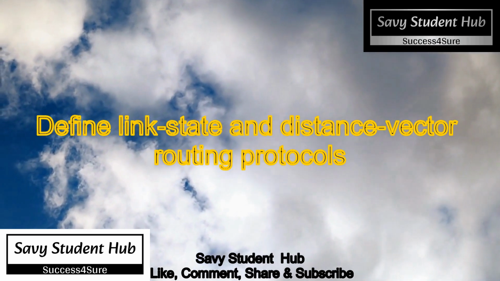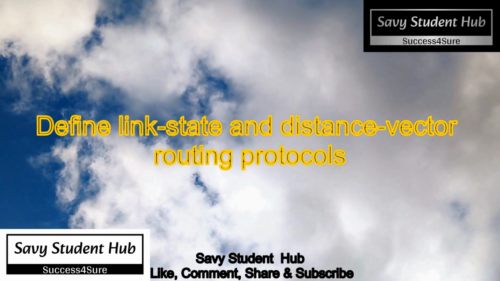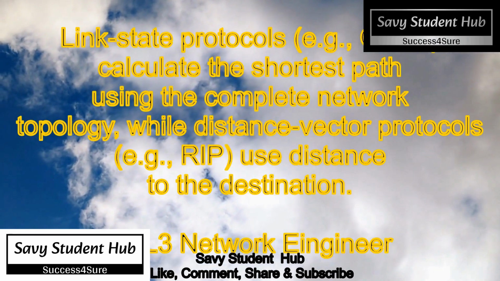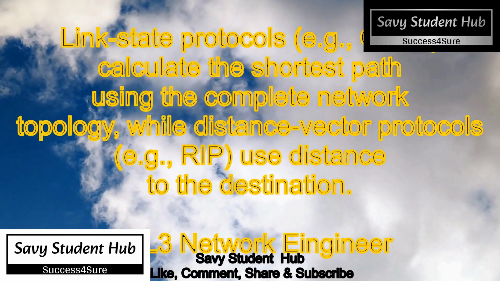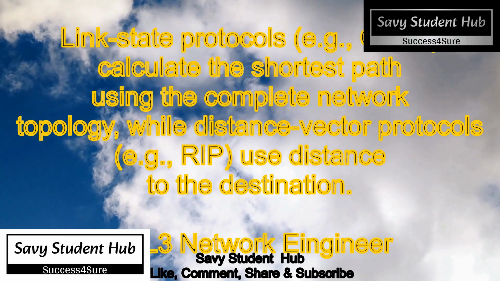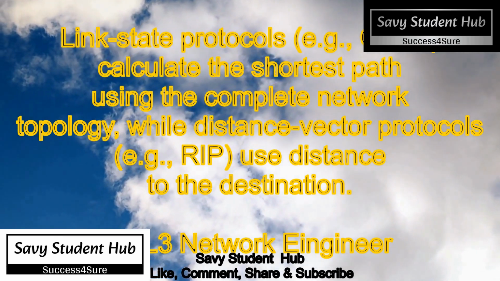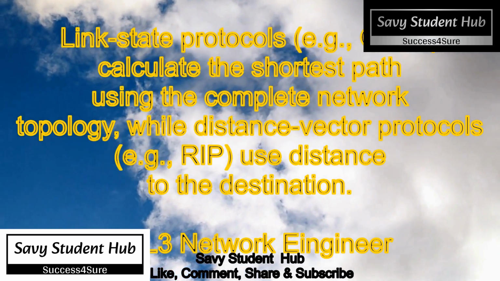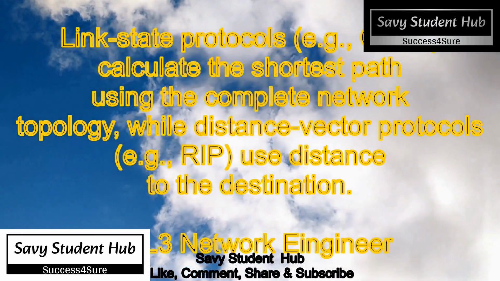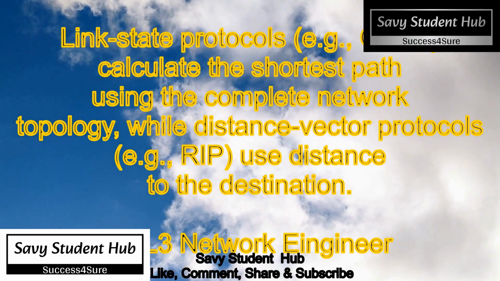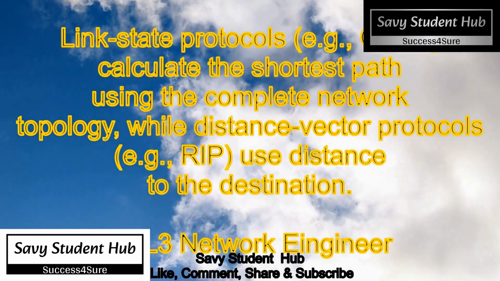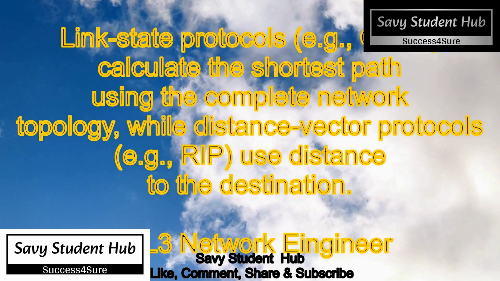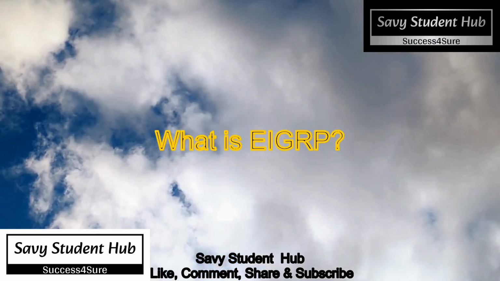Link state protocols, e.g., OSPF, calculate the shortest path using the complete network topology, while distance vector protocols, e.g., RIP, use distance to the destination. What is EIGRP?